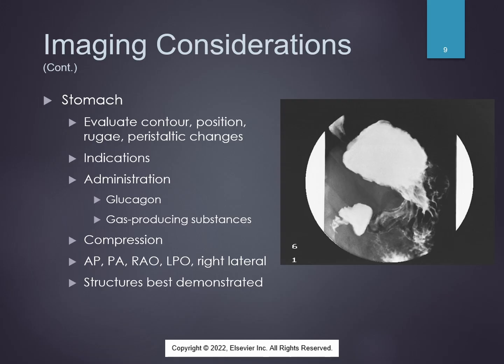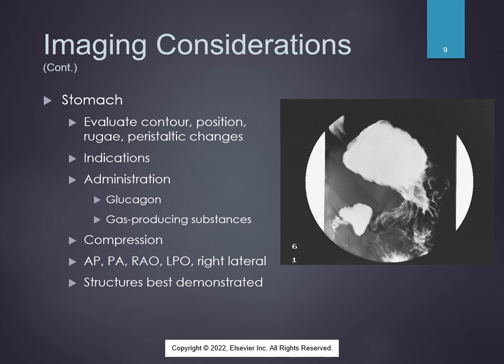When contrast is added to evaluate the contour, position, or the stomach in peristaltic changes, it is called an upper GI. Upper GI include examining the esophagus, stomach, and duodenum. A few reasons why an upper GI may be performed are to examine a hiatal hernia, abdominal pain, abdominal discomfort, nausea, vomiting, anemia, GI tract bleeding, and post-op evaluation.